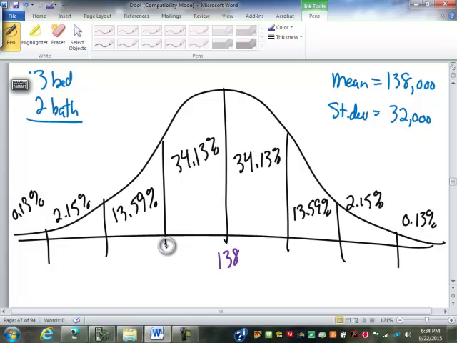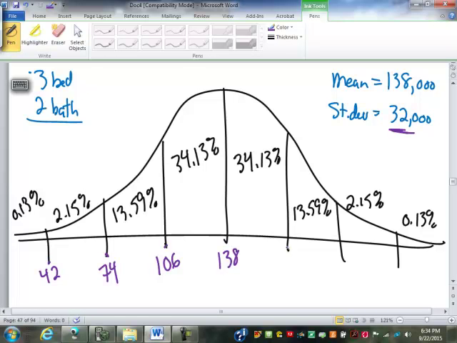What would be this number right here, one standard deviation below? It'll be 138 minus 32,000. This will be 106,000. What's this one going to be? Well, subtracting another standard deviation, subtracting another 32,000, this is going to be 74,000. This one's going to be subtracting another 32,000. It's going to bring us down to 42,000. Everybody see where those 4 numbers just came from? Any questions?